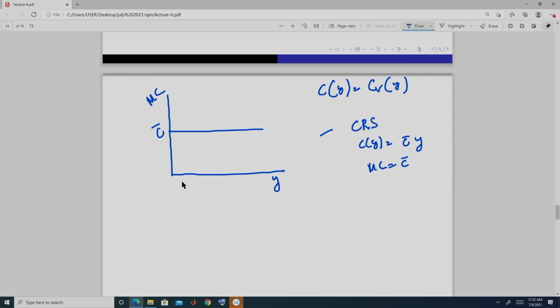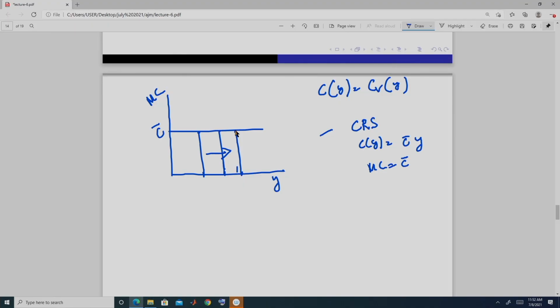So, what is happening? Whatever may be the output, as you go on increasing the output, your marginal cost is the same. The idea is the same, that is you employ labor and capital in a fixed ratio and you go on doing that. If you want to increase your output 2 times, you have to increase your labor and capital also 2 times, okay, whatever be the level of output. So, that is why the marginal cost remains the same.